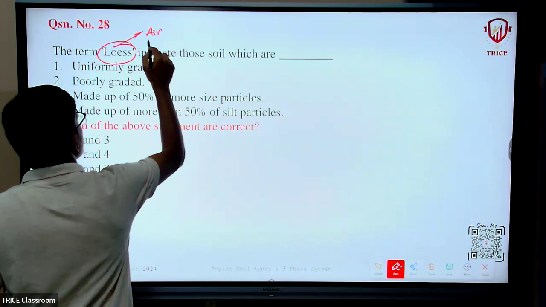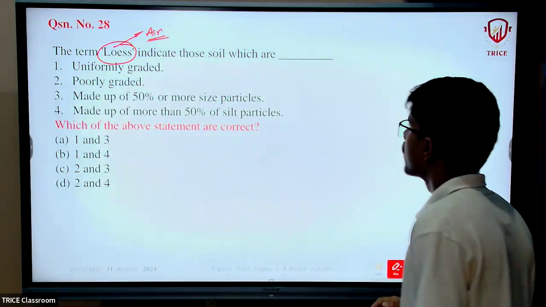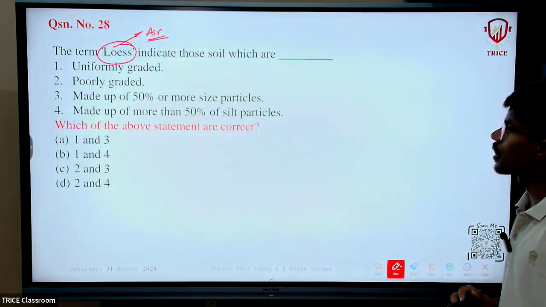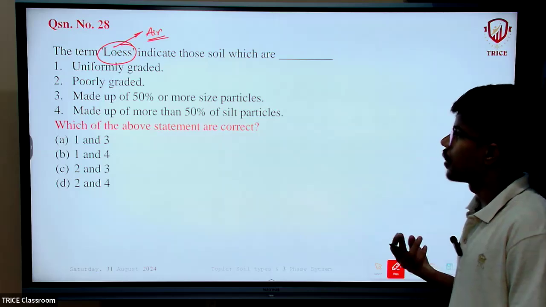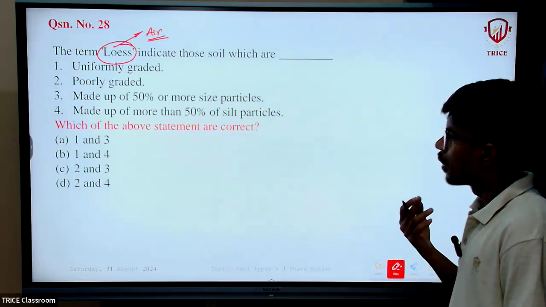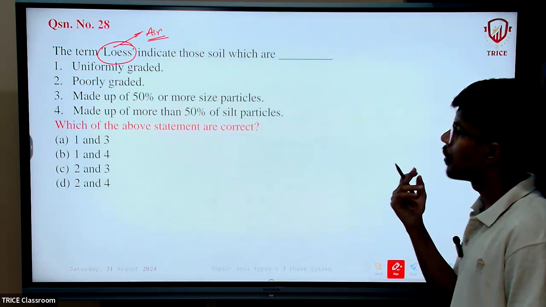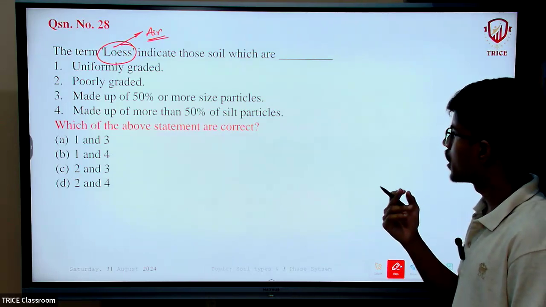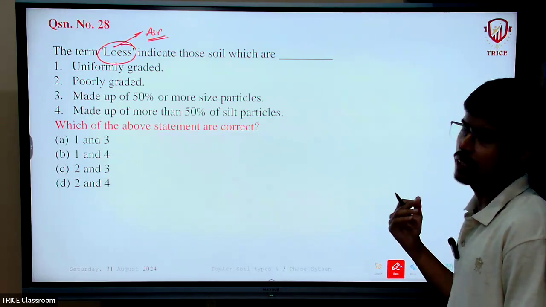The air blown soils, or it may be the aeolian soils, the loose soils, indicate those soils which are uniformly graded soils, then poorly graded soils. So made up of 50% or more size particles, then made up of more than 50% of the silt particles. Which of the statements are correct?